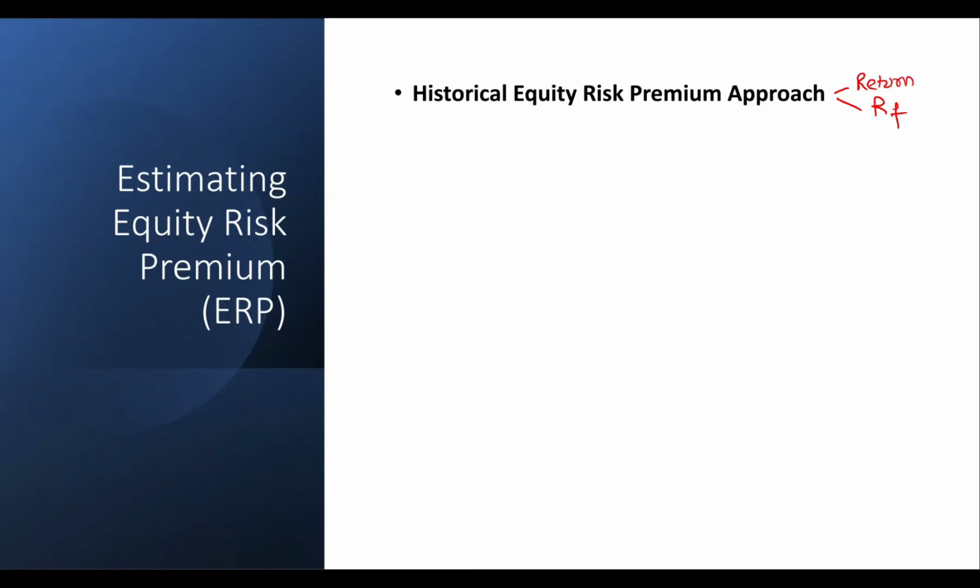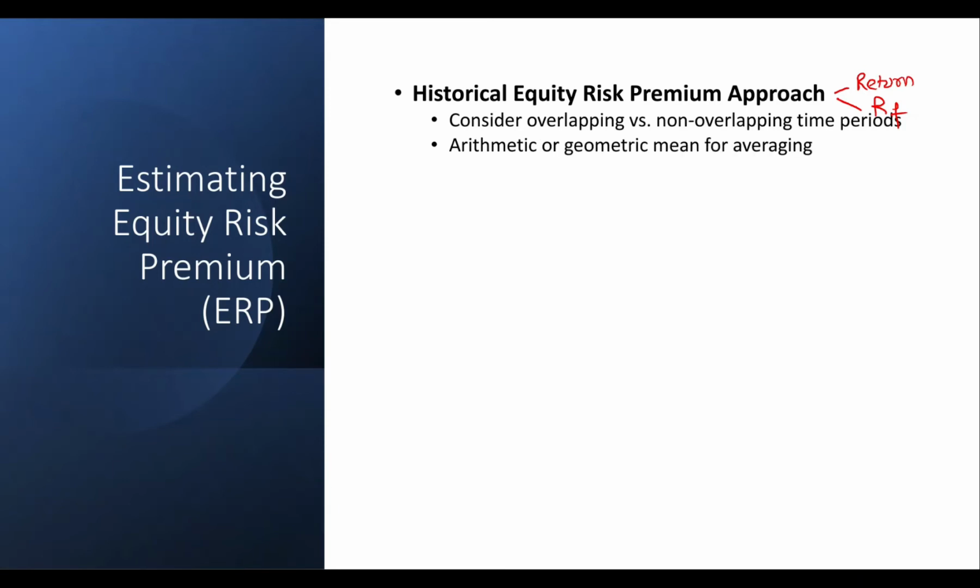While using this approach, you must consider different periods to average the rates. You can take a 1-year period or a 5-year period or a 10-year period, whatever you want. You can also consider overlapping versus non-overlapping time periods for calculating the averages. For averaging the returns, you may use either arithmetic or geometric mean. A geometric mean may also be used to measure the profitability of an investment over a multi-period horizon.